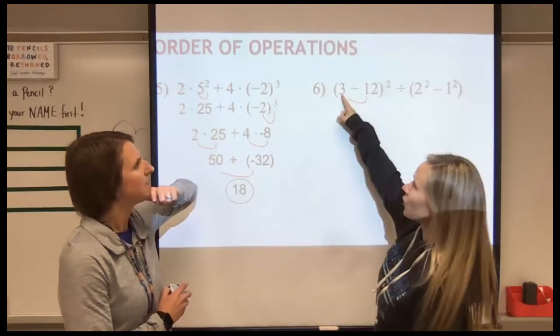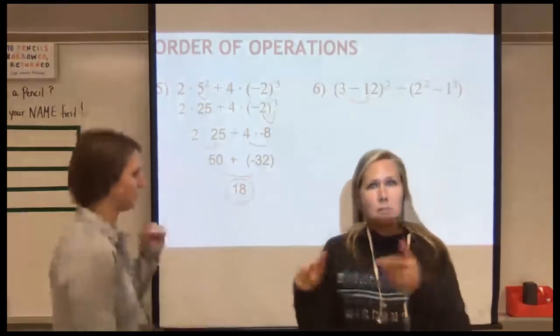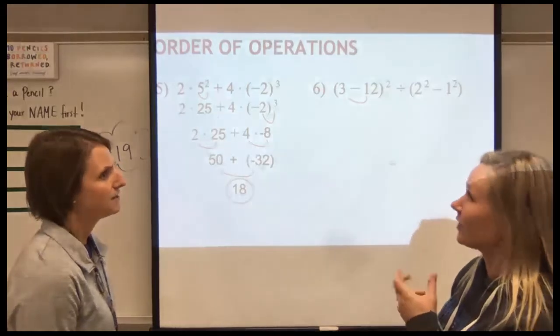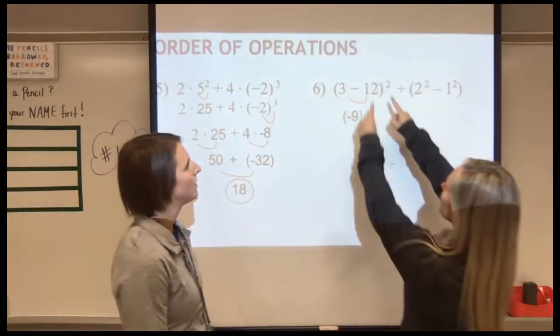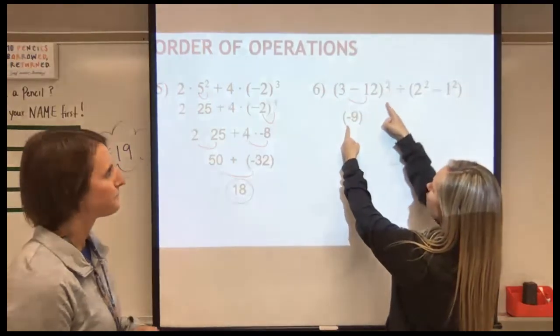Well, if I'm at 3 on my number line and I back up 12 spaces, where would I be? Negative 9. Yep. Now keep those parentheses because that's a negative. You want to drop those down. That's right. And then we'll pull down the exponent.